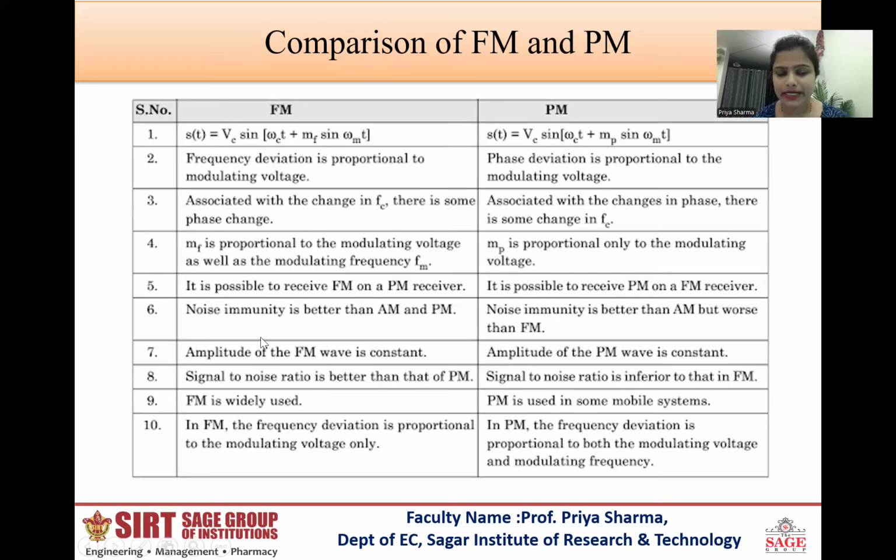Now, noise immunity of FM is better than AM and PM, sorry, noise immunity of PM is better than AM but worse than FM. The amplitude of the FM wave is constant, and the amplitude of PM is also constant. The signal to noise ratio of FM is better than that of PM, and the signal to noise ratio of PM is inferior to that of FM. FM is widely used. PM is used in some mobile systems. In FM, the frequency deviation is proportional to the modulating voltage only, and in PM, the frequency deviation is proportional to both the modulating voltage and the modulating frequency.